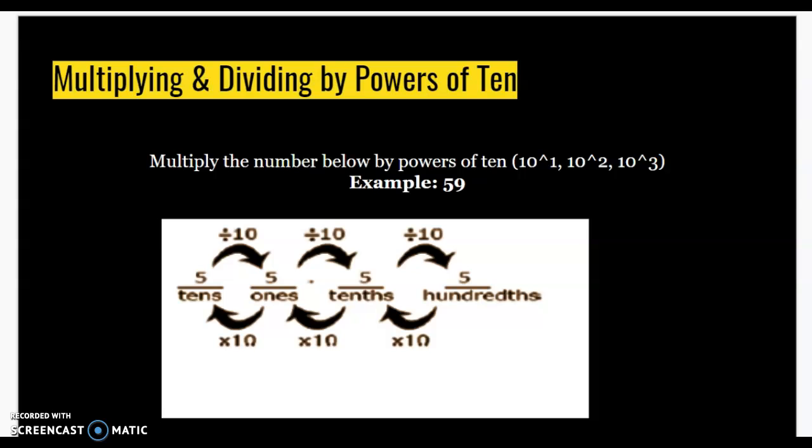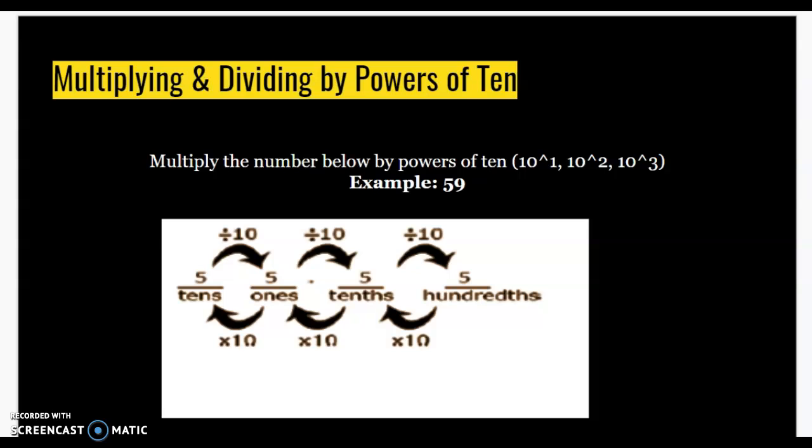Before we begin, let's examine this visual aid. Here I have 4 different place values. I have the 5 in the tens place, 5 in the ones place, 5 in the tenths place, and 5 in the hundredths place. Recall when you are moving from left to right, you are decreasing in value, which means you are dividing by 10 or dividing by 1/10.